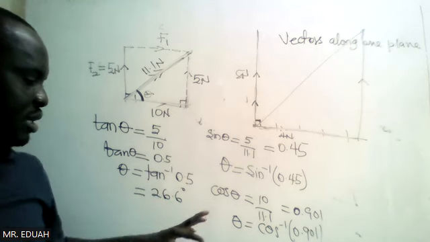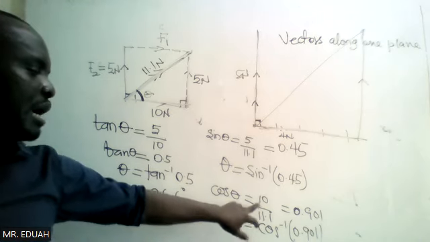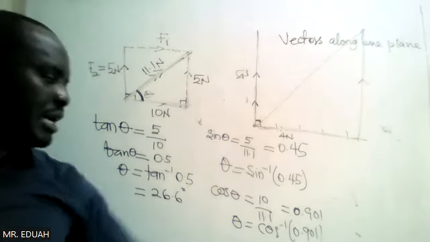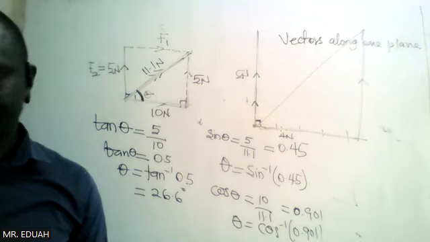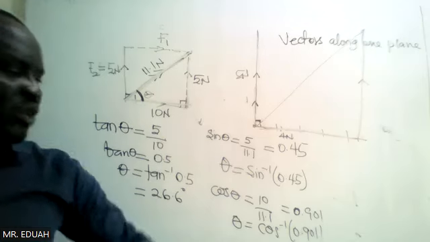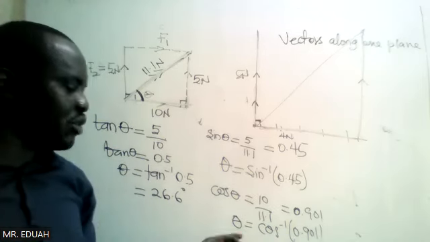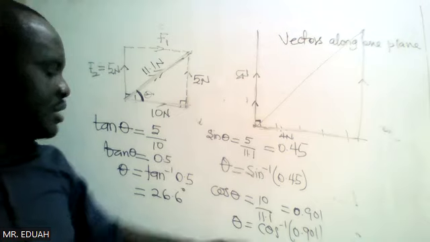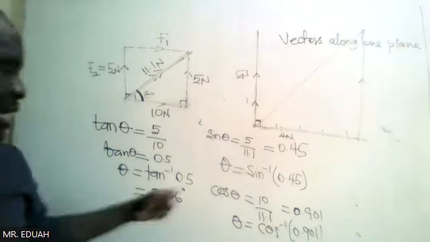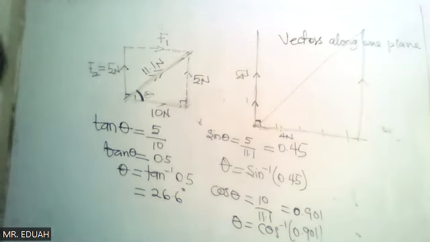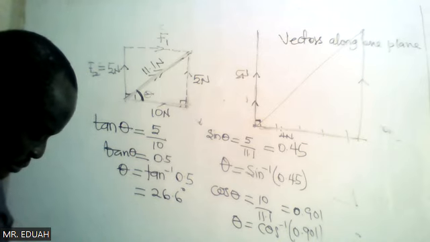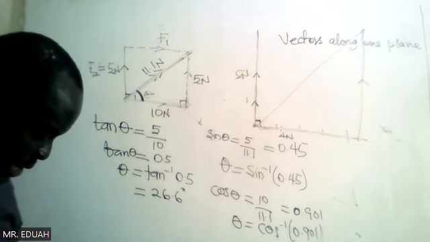But about 10 divided by 11.1, is it exactly 0.901? It's 0.9009. So the rounding is what is causing it. So take the cos inverse of the whole value and you get a value close to this. Don't round it.